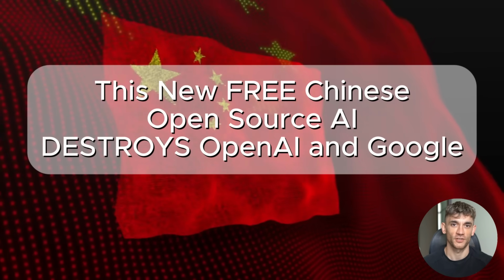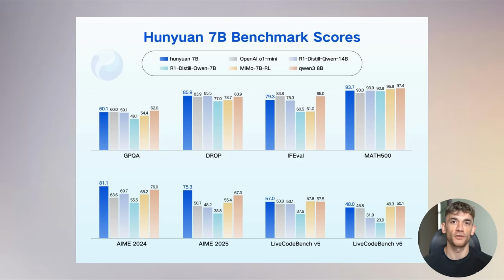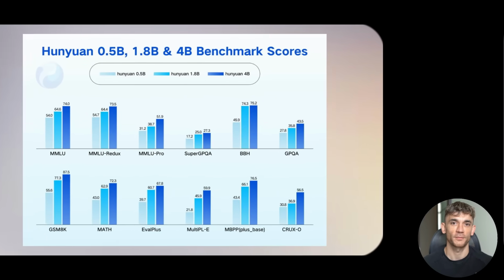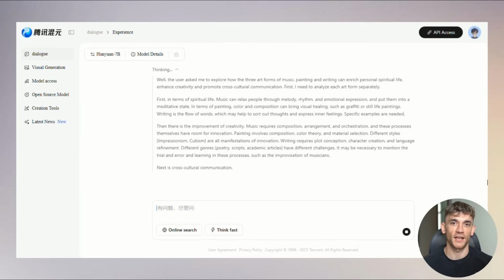This new free Chinese open source AI destroys OpenAI and Google today. I'm going to show you the new Chinese AI that just destroyed Google and OpenAI's models. It's completely free, it runs on your phone, and nobody's talking about it. This is going to change everything.